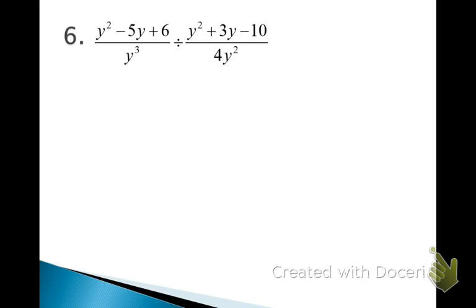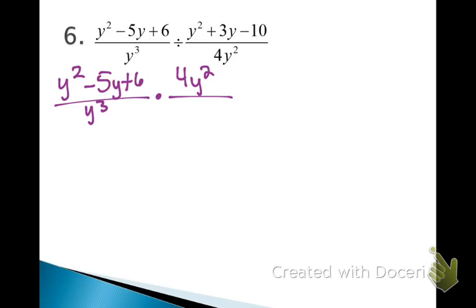We need to flip our second fraction, so I'm going to rewrite this. First fraction staying the exact same. I am not going to have room there. Let me move it down here. y squared minus 5y plus 6 all over y cubed times my second fraction, 4y squared plus 3y minus 10. Beautiful. Second fraction flips, first fraction stays.